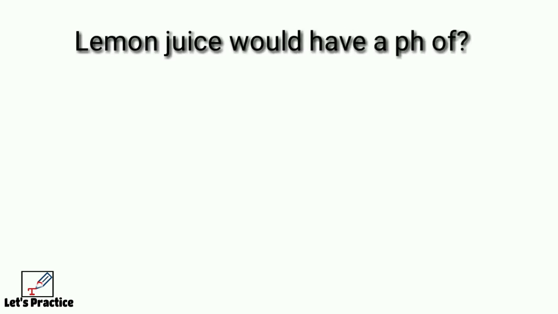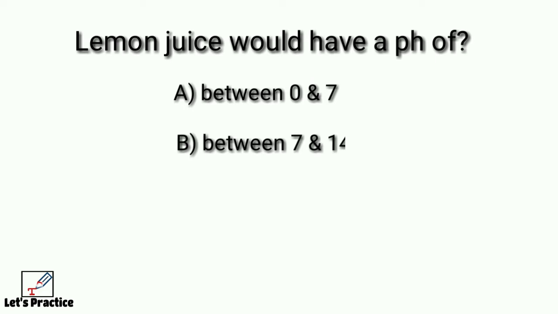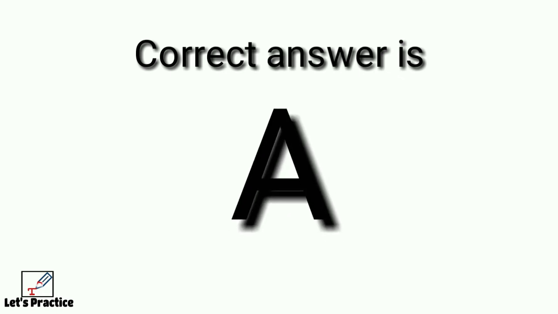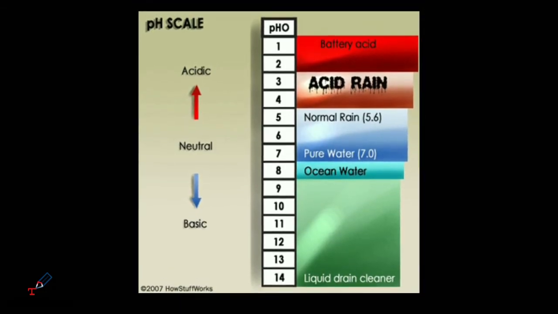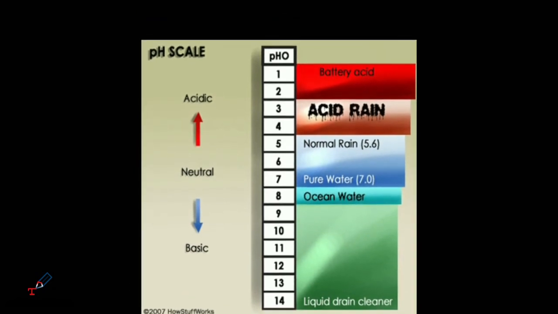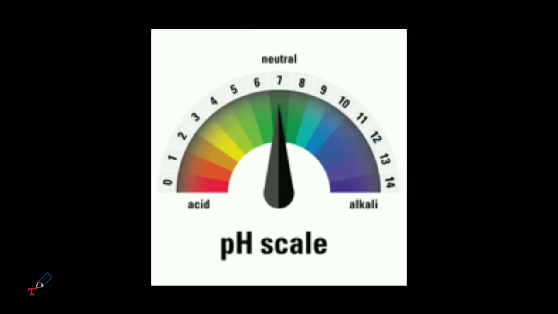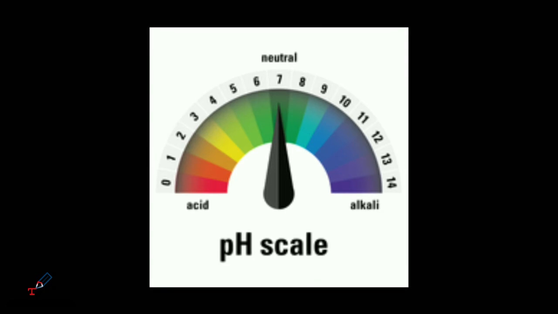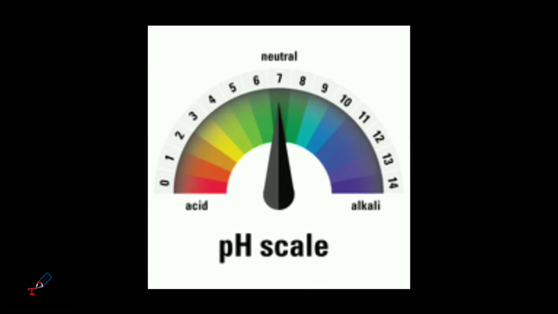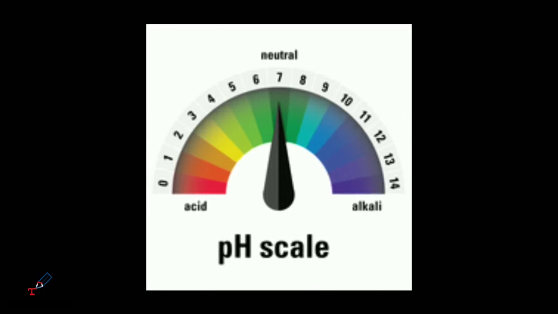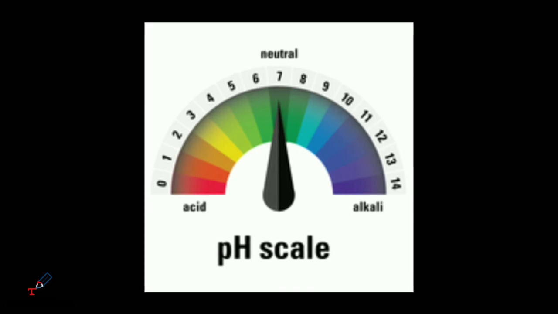Lemon juice would have a pH of: option A, between 0 and 7. Option B, between 7 and 14. Option C, 7. Option D, 0. Correct answer is option A. pH is a scale for measuring the hydrogen ion concentration of a solution. On this scale, values less than 7 represent acidic nature of a solution. Values more than 7 represent basic nature of a solution, while 7 represents a neutral solution.